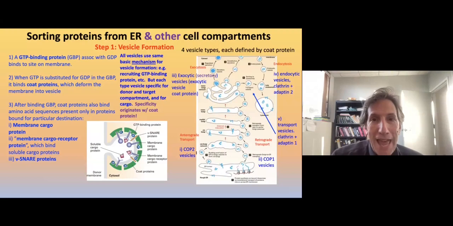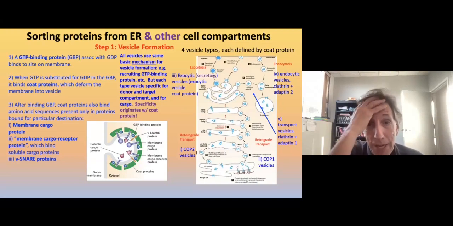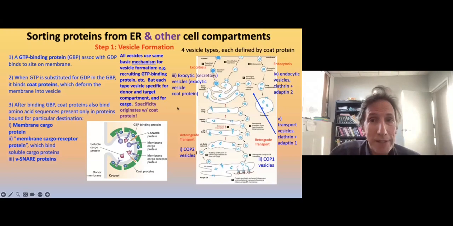But before we get to that, we want to just talk about the mechanism of how these vesicles form and the first kind of level of specificity. There's two levels of specificity. You got to get the right proteins in the vesicle, and you got to get that vesicle to the right place. So we're going to talk about the first one now, and the second one in a few minutes.